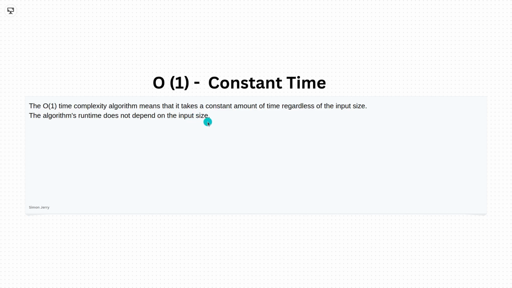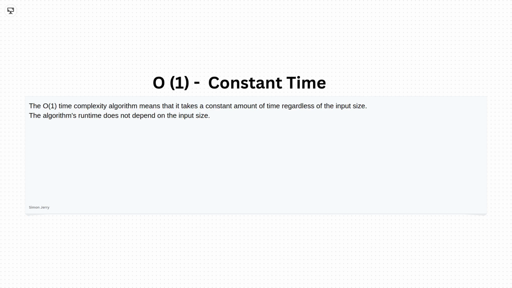Now comes the big question. How do I identify if an algorithm is O of 1? Or what are examples of an O of 1 algorithm? The first example of an O of 1 algorithm is a math operation. Addition, multiplication, and the rest are all O of 1 algorithms.